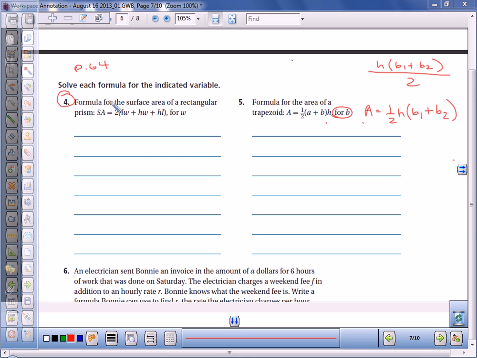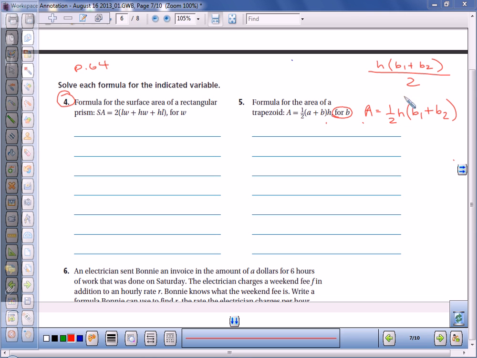All right, the formula for the area of a trapezoid. Area equals 1/2 (a plus b) times h. Well, I don't usually write this formula that way. I write it this way. Area equals 1/2 the sum of the bases. I call it b1 plus b2. They just let a and b represent the lengths of the two bases.